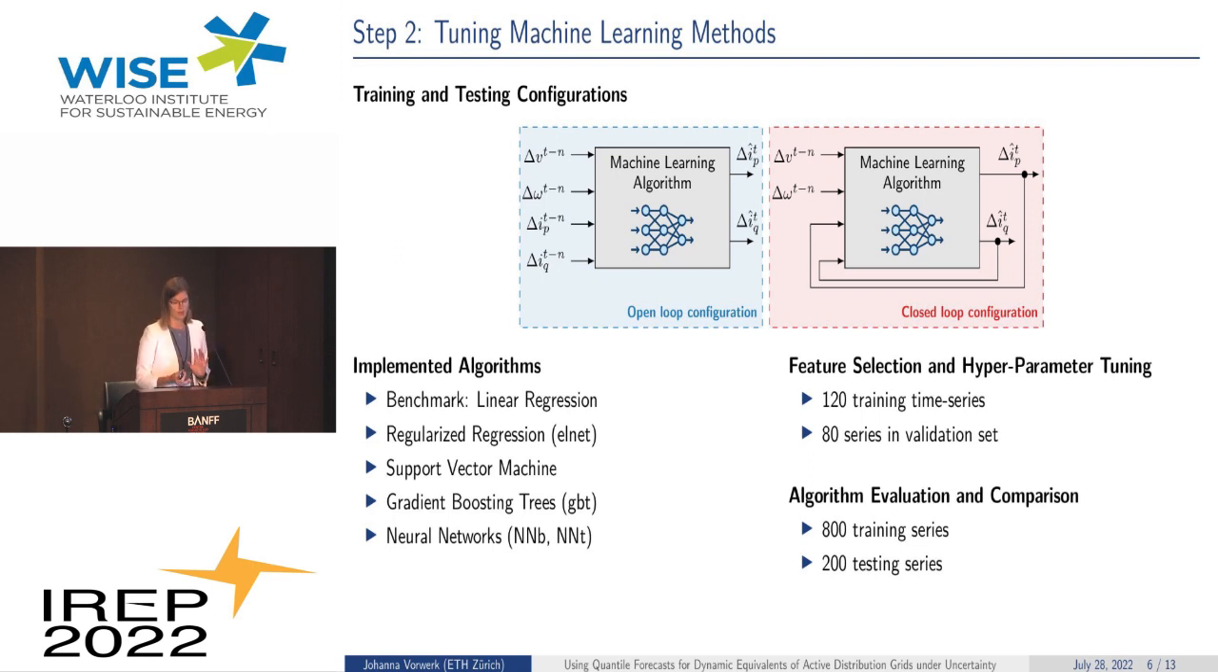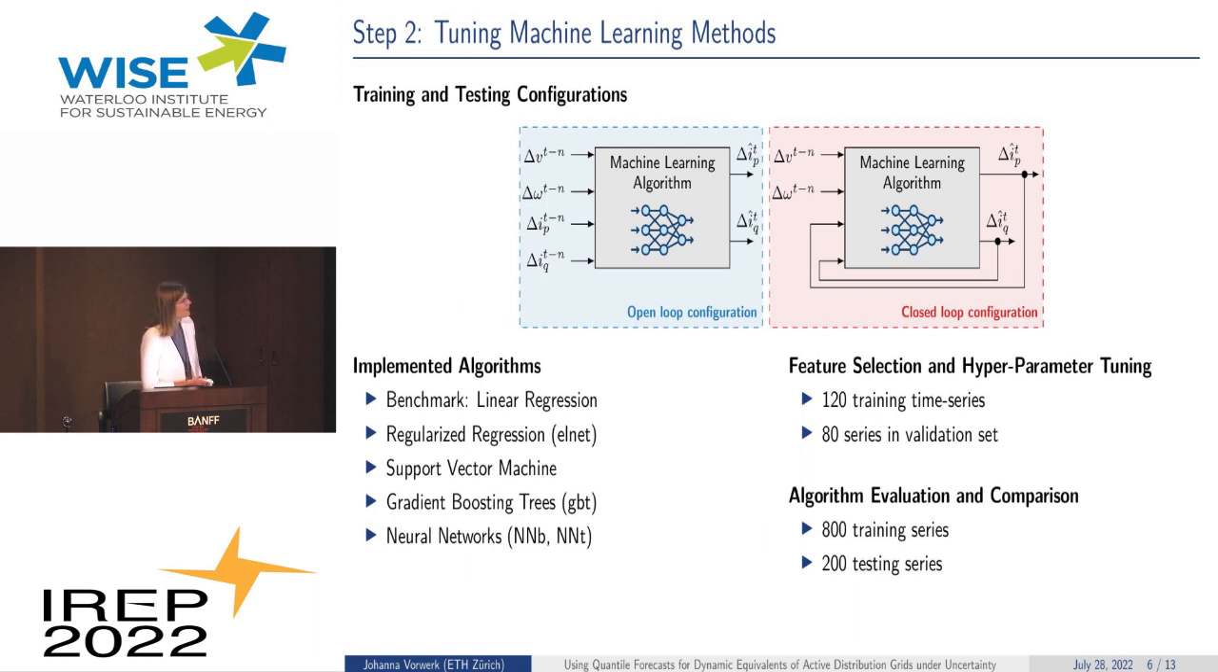So our configurations for training and testing are different because in the training stage we have, of course, the currents of the former time steps, but during testing or in real operation we don't have that. Yeah, we have done extensive feature selection, hyperparameter tuning. All of that is in the paper. I don't want to bore you with that here.